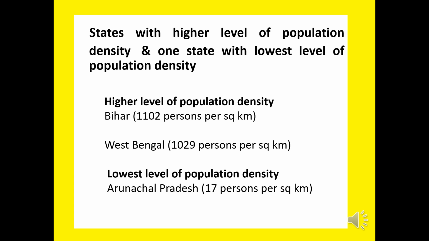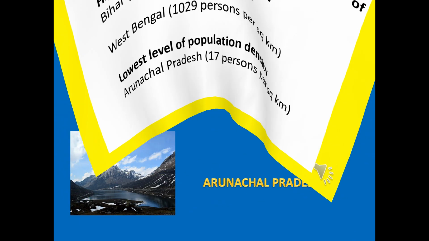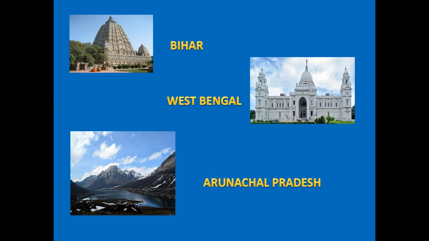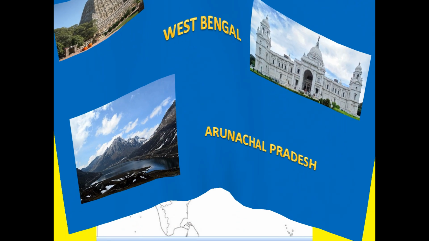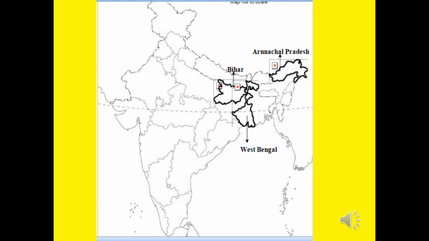Now let's talk about states with higher level of population density, that is Bihar and West Bengal, and the state with lowest level of population density, that is Arunachal Pradesh. The location of these places are as follows.